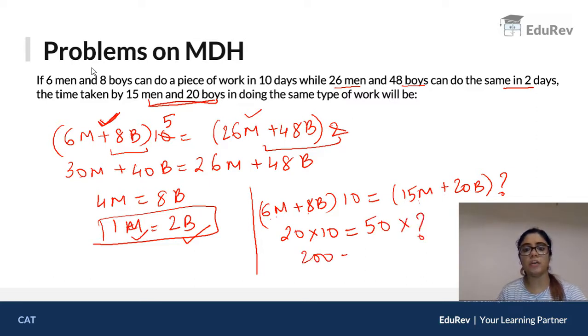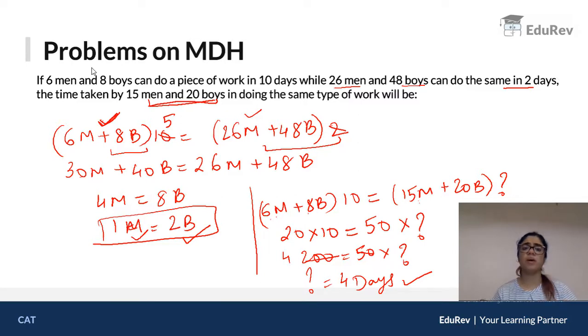So 200 is equal to 50 into what? Okay, so 50 ones are 50, 50 fours are 200. So your question mark will be 4 days, and that is your answer. So this is how you're going to solve the problems on MDH. Let's look at one more problem.